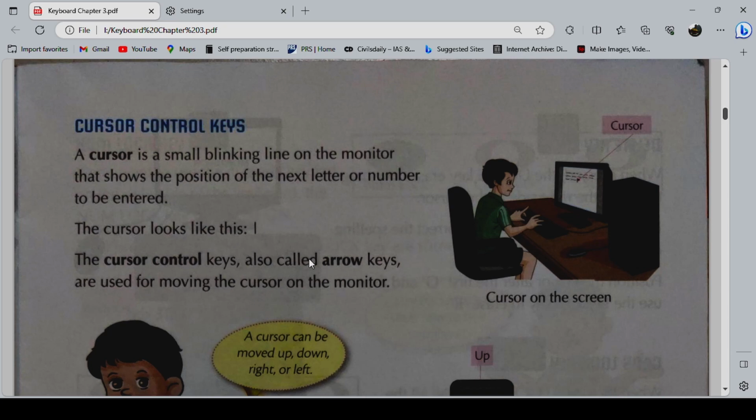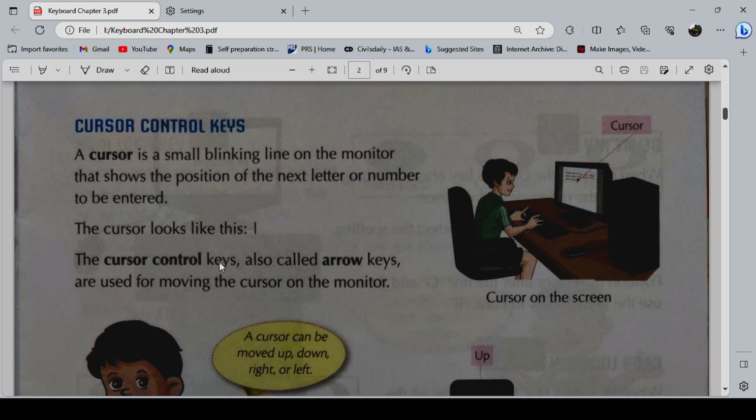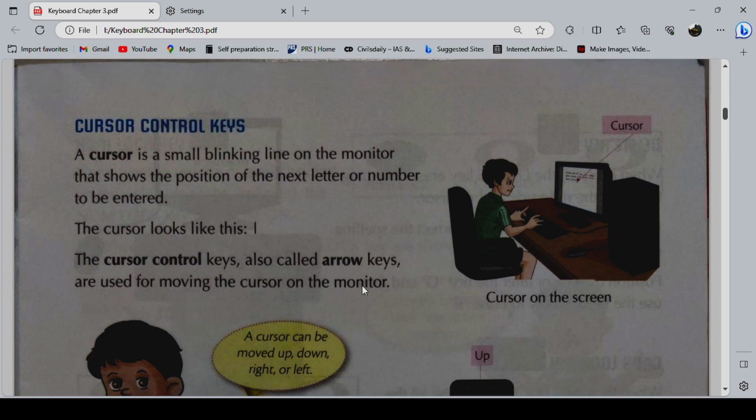The cursor control keys are also arrow keys. Cursor control keys, also called arrow keys, what are they called? Arrow keys. They are also called arrow keys, and are used for moving the cursor on the monitor. Look, we'll try to see this in our notepad. These are the arrow keys: up, down, left, right.